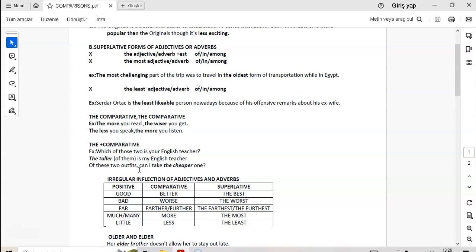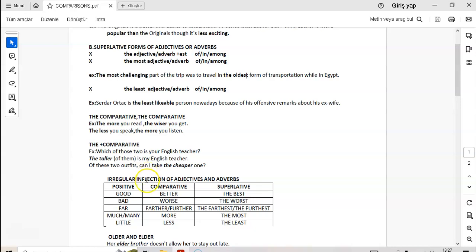And the taller means that normally when I'm making a comparison between the two, I say, the math teacher is taller than the English teacher. But here, I say the taller of them is my English teacher. You don't need to use all of them. You can say just the taller is my English teacher.